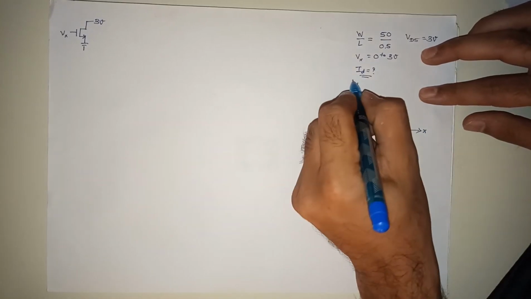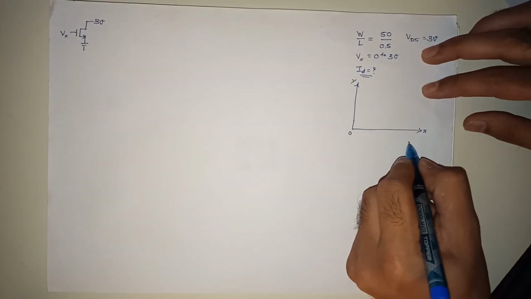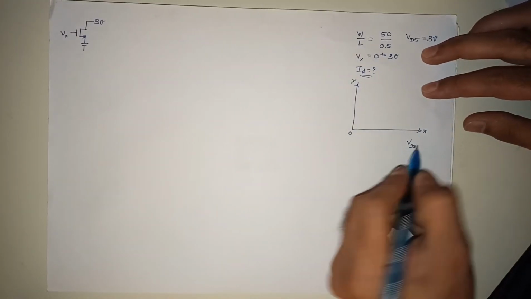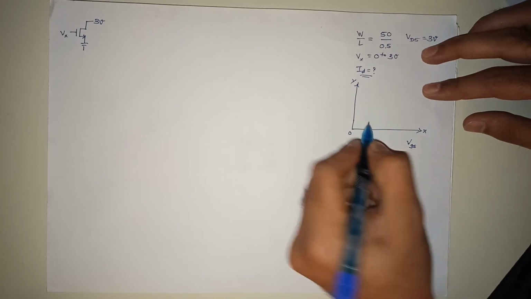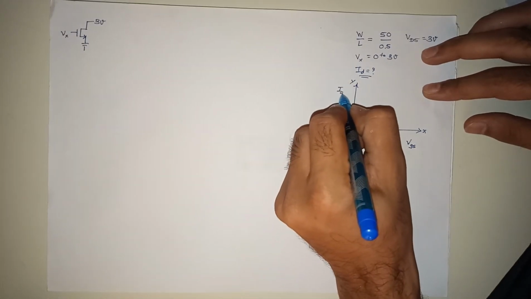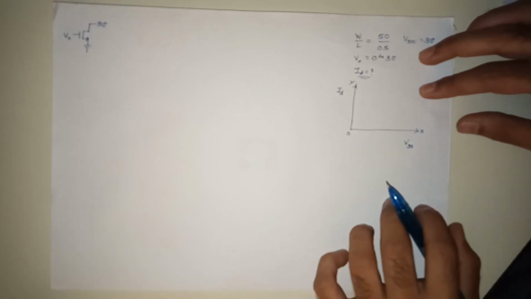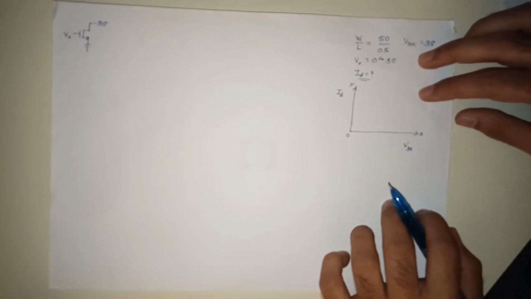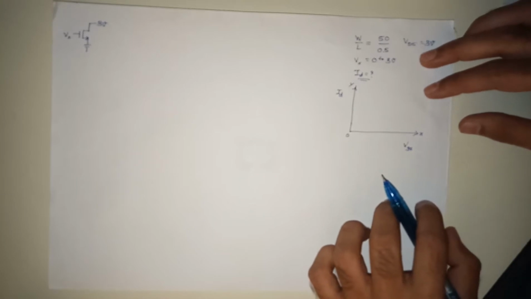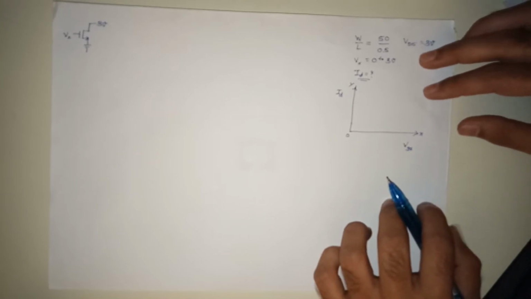This is X, this is Y axis. In X axis is containing VGS, and here we want ID. How this graph will look like, that is the question. Okay, so now what to do? So first of all, please try to understand this.